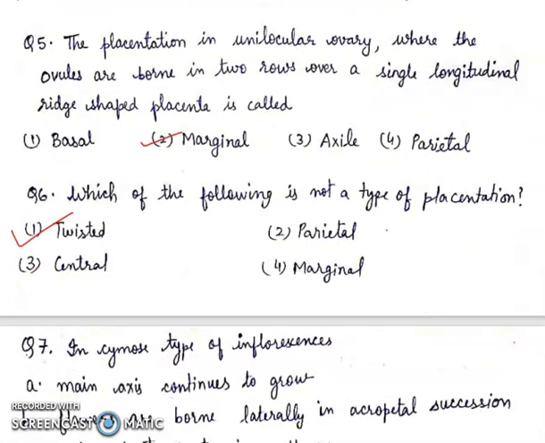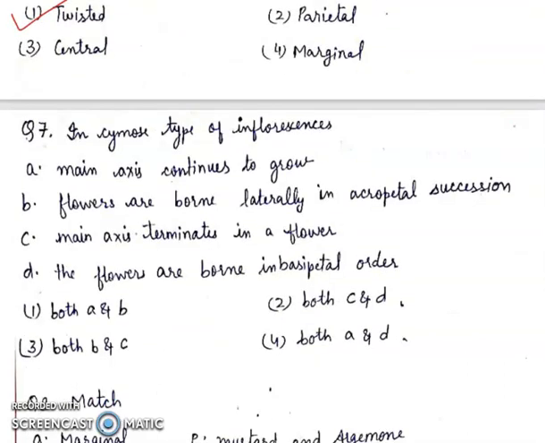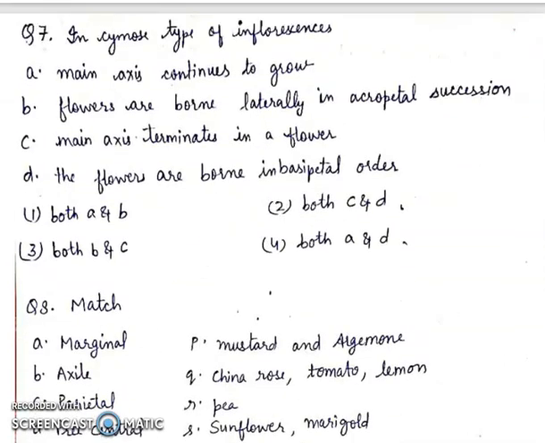Question 7. In cymose type of inflorescence, A. Main axis continues to grow. B. Flowers are borne laterally in acropetal succession. C. Main axis terminates in a flower. D. Flowers are borne in basipetal order. In cymose type of inflorescence, main axis terminates in a flower and flowers are borne in basipetal order. C and D are correct. So answer will be second, both C and D. A and B are for racemose type of inflorescence.